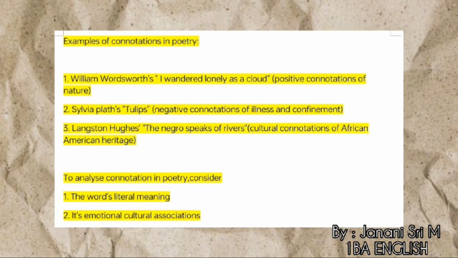Examples of connotations in poetry. William Wordsworth's I Wandered Lonely as a Cloud: positive connotations of nature. Sylvia Plath's Tulips: negative connotations of illness and confinement. Langston Hughes, The Negro Speaks of Rivers: cultural connotations of African American heritage.